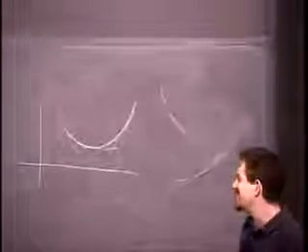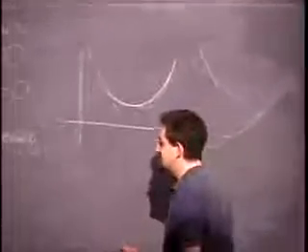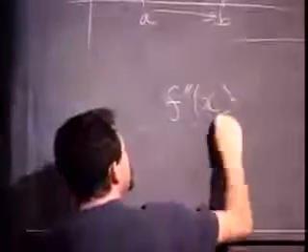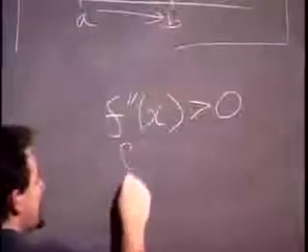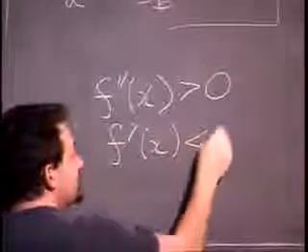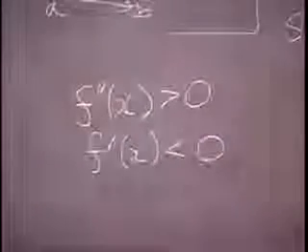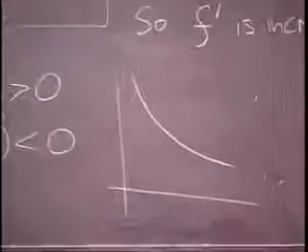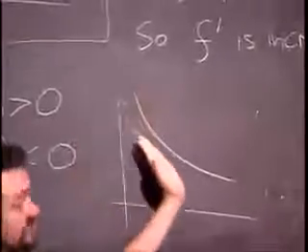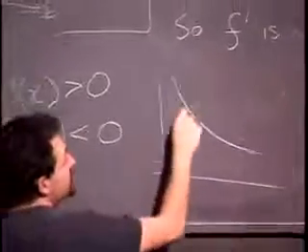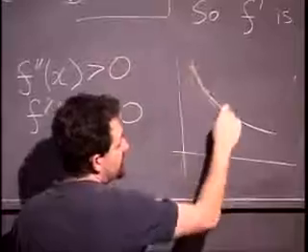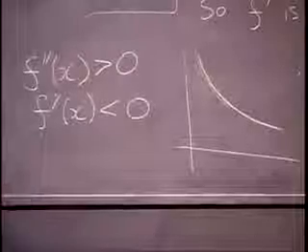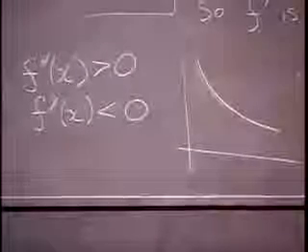I want you to understand that you can have f double prime of x being greater than 0, and f prime of x could be less than 0. That's possible. Here's what that looks like. The derivative is always less than 0. The function is decreasing, and yet the derivative is getting bigger. It's negative, less negative, less negative, less negative. It is getting bigger. The curve is concave up. So it is possible, yes.